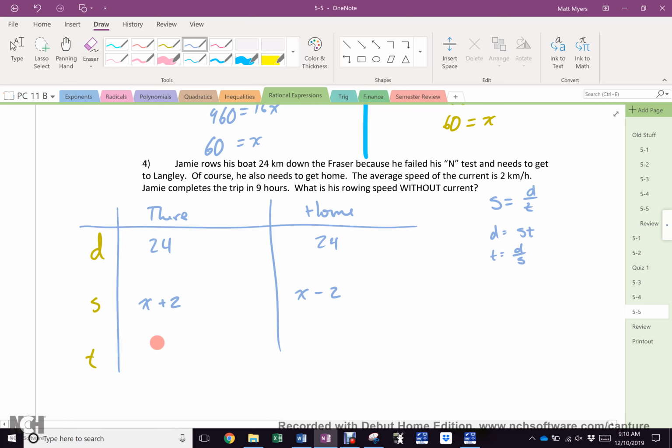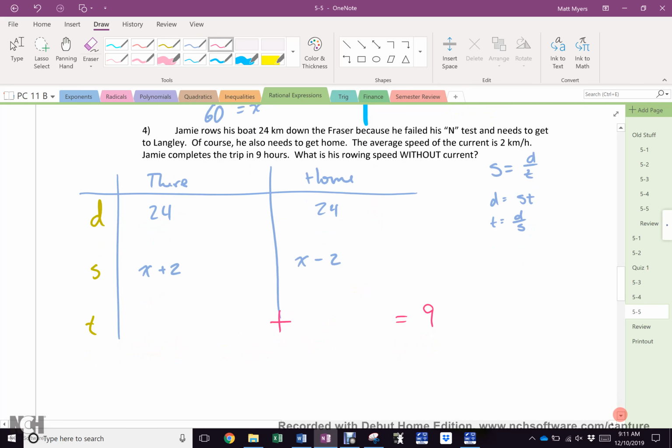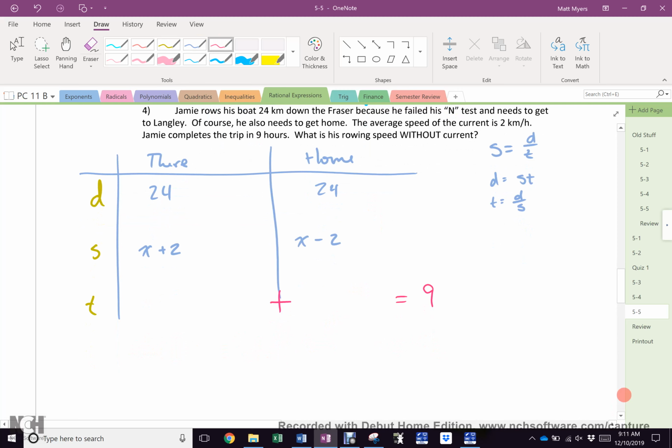9 hours. Do we know how long it took him to get there? Do we know how long it took him to get home? But we know that this time plus this time will equal what? Just 9. The whole trip was 9 hours, right? How do we find time? What does time equal?